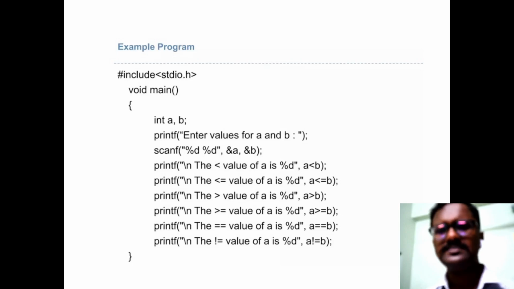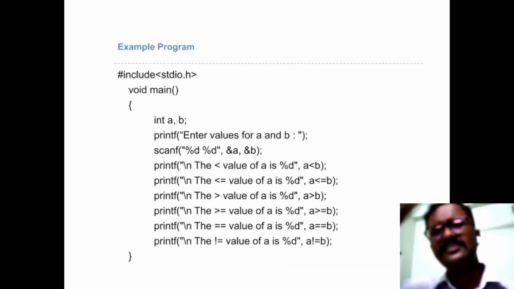Okay, we can see the conditions here. A is lesser than b means check if a is less than b. A is not equal to b means check if a is not equal to b. The logical AND means both conditions must be true for the result to be 1, that is true, otherwise the result is 0 here. This is the first condition.